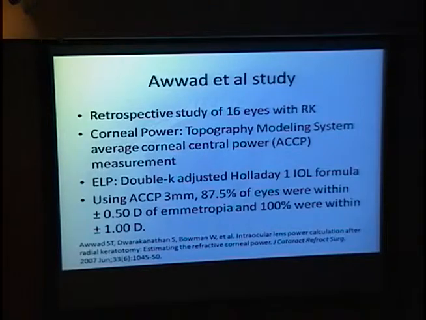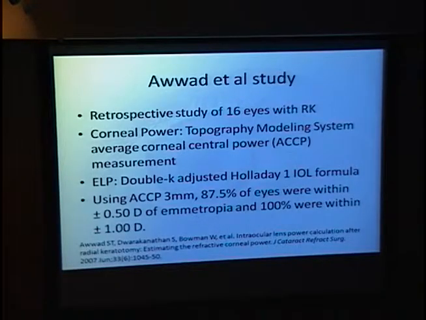There was another study done in 2007 by Dr. Awad, and they looked at 16 eyes as well. They used the topography modeling system to measure the central corneal power, and they used the double K-adjusted Holladay 1 IOL formula. They looked at 1, 2, 3, and 4 millimeter optical zones, and they found that the measurements using up to 3 millimeters were the best. They found that 87.5% of eyes were within half a diopter of emmetropia, and 100% were within one diopter. So I thought those were really good results.